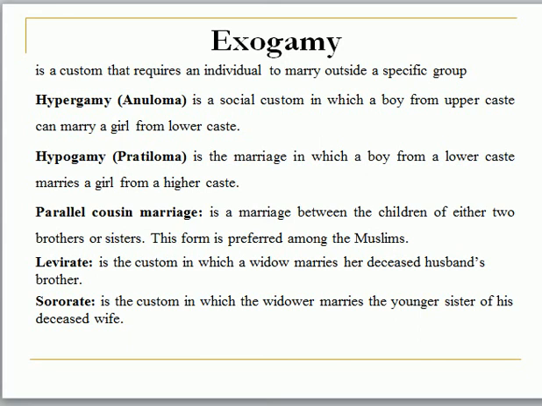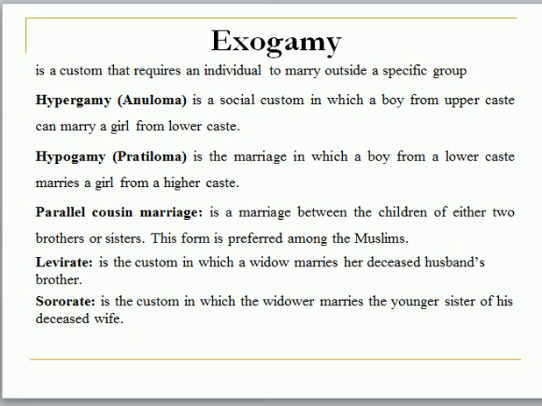There is another term used in marriage forms, that is hypergamy or anuloma. It is a social custom in which a boy from the upper caste can marry a girl from the lower caste. It means a boy from a rich family can marry a girl from a lower, poor family. That is called hypergamy. Hypogamy, or pratiloma, is the marriage in which a boy from the lower caste marries a girl from the higher caste, a girl from the high status of society.